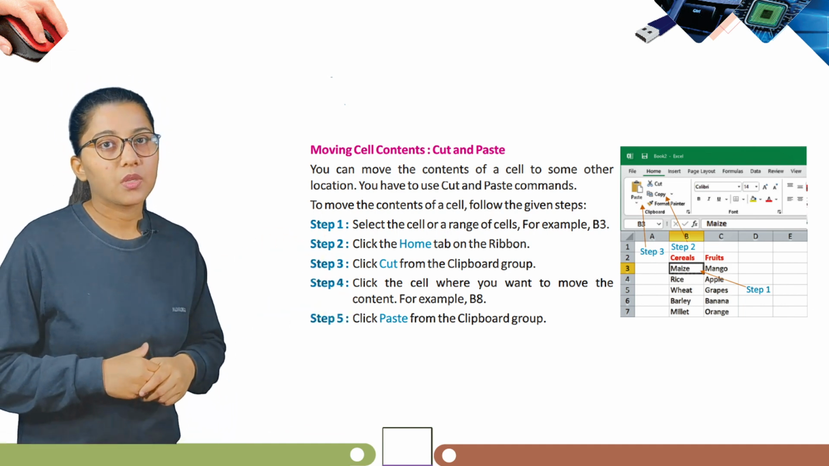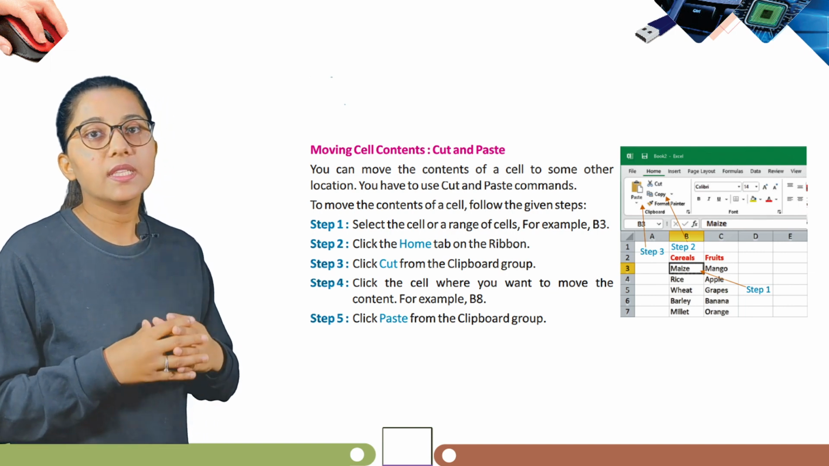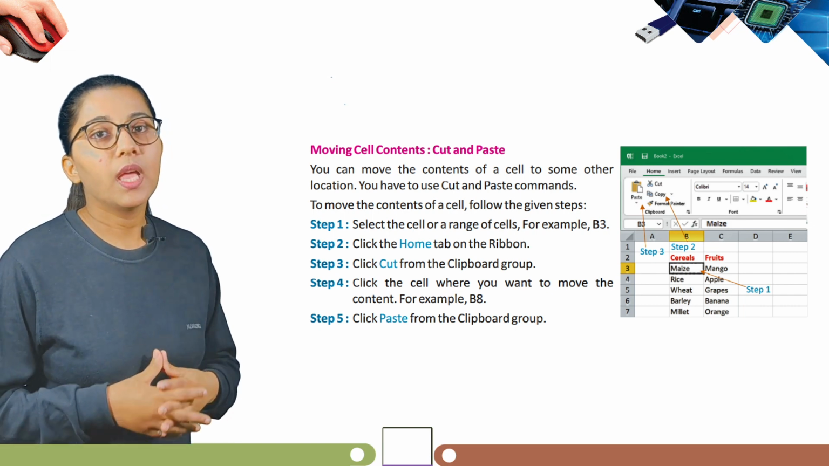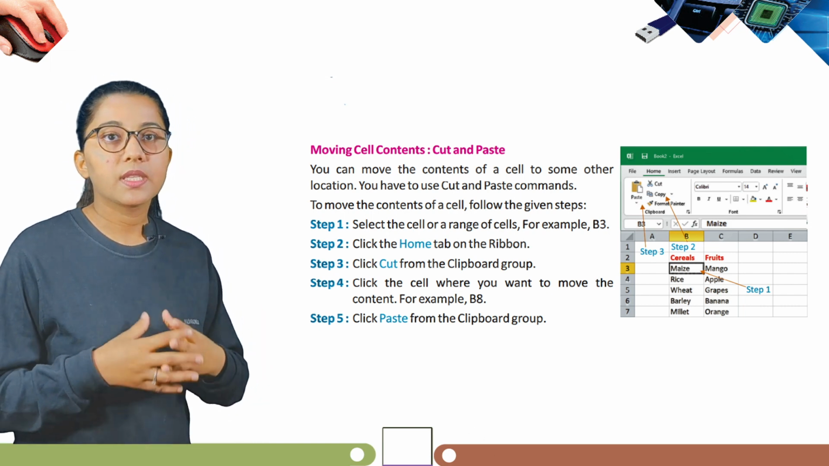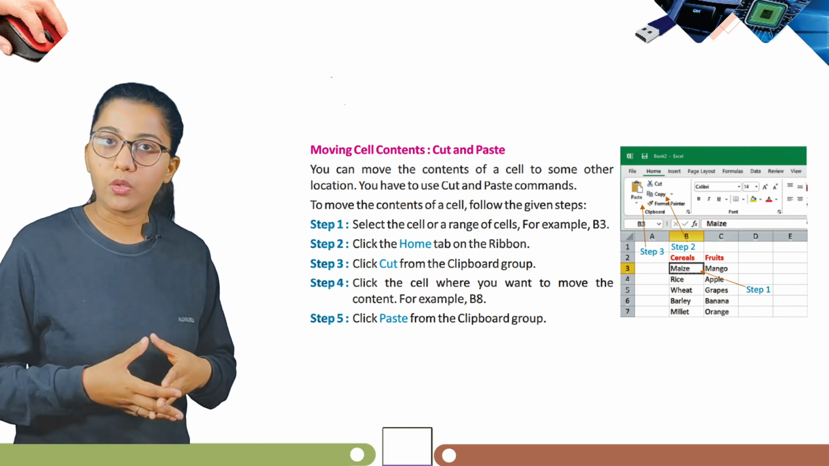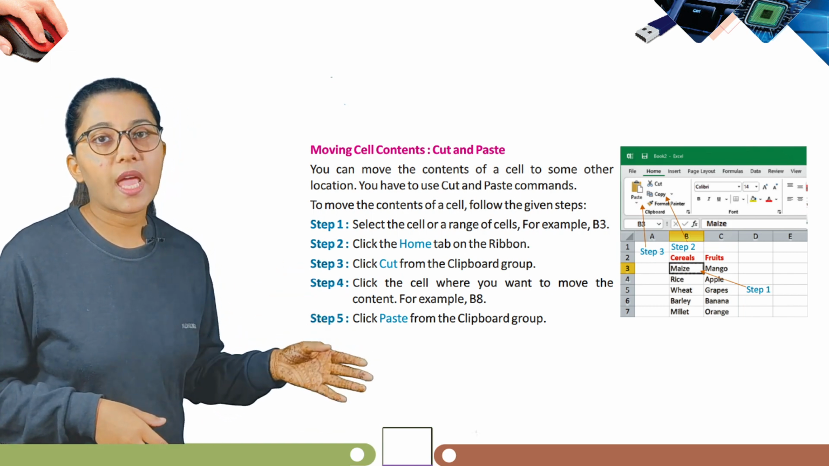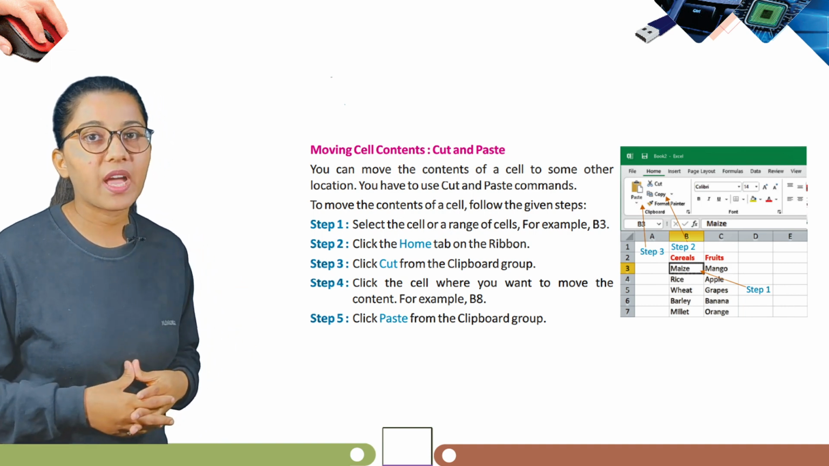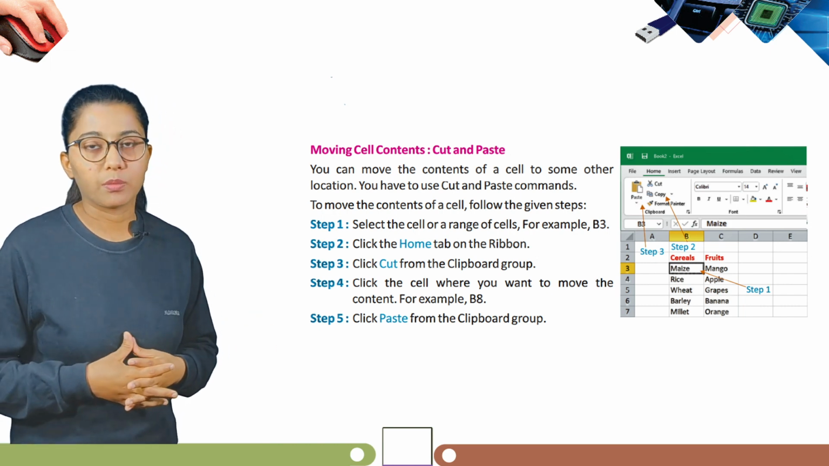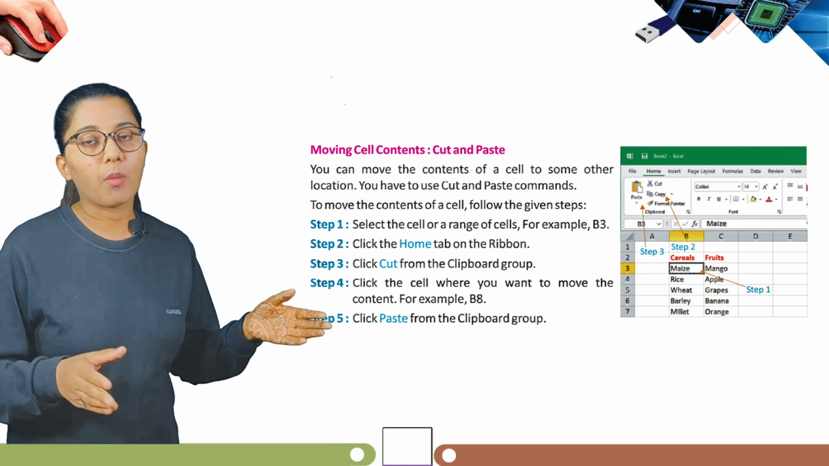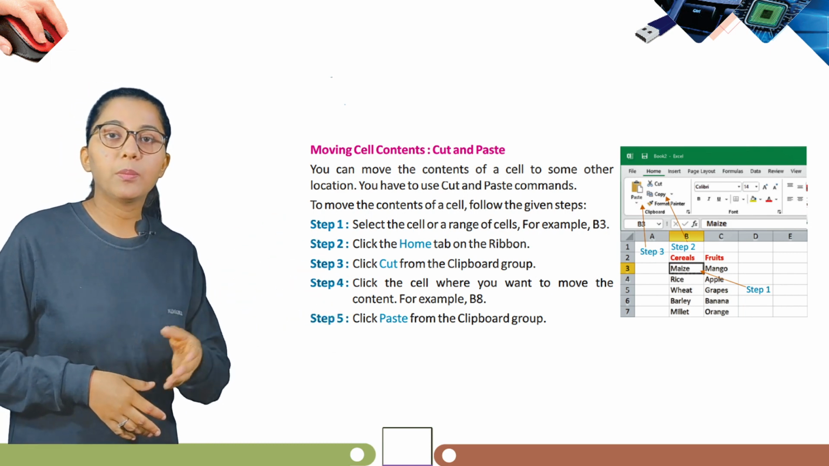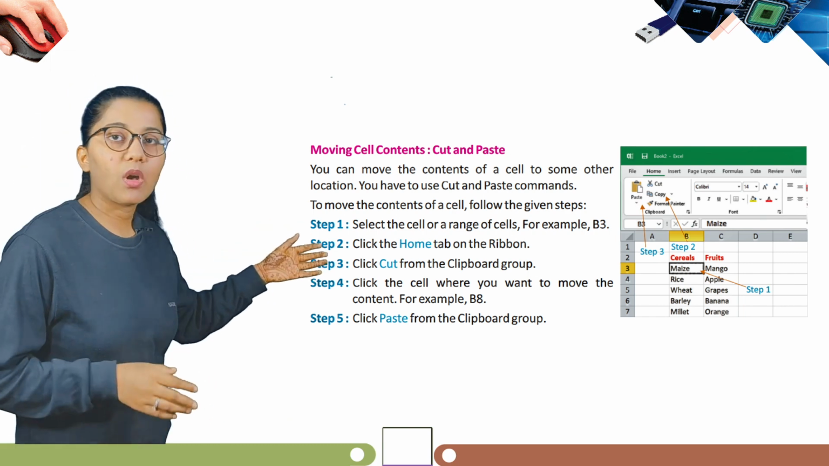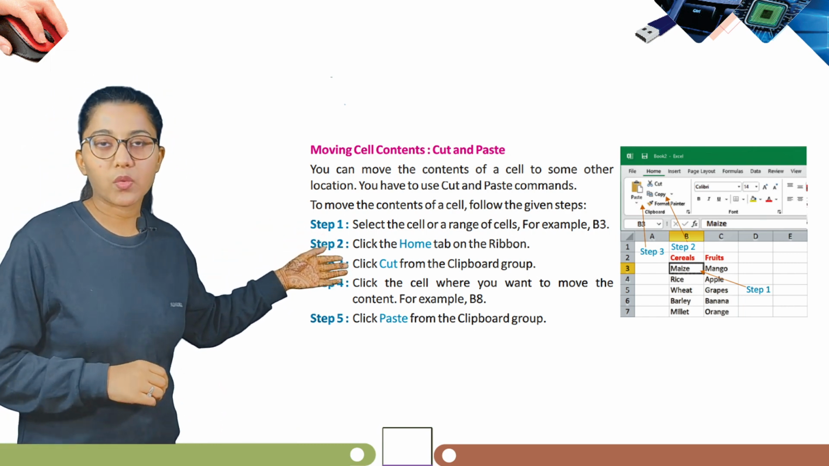Follow the given steps. So our step 1 is select the cell or a range of cells, for example B3. Step 2, click the Home tab on the ribbon. Step 3, click Cut from the Clipboard group. Step 4, click the cell where you want to move the content, for example B8. Step 5, click Paste from the Clipboard group. So students, this is very similar to copy and paste. You can also cut and paste your data in Microsoft Excel, and you can see the interface of cut and paste here.